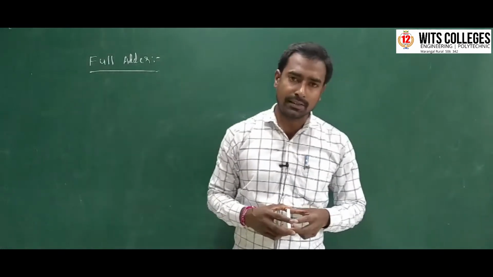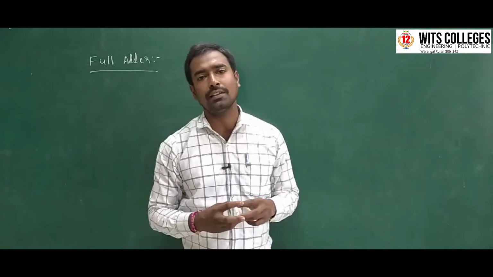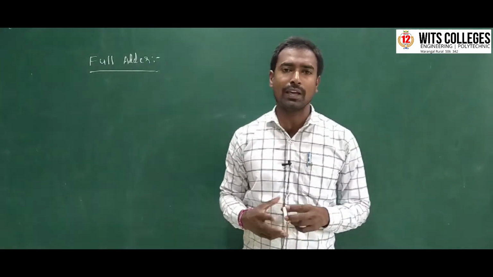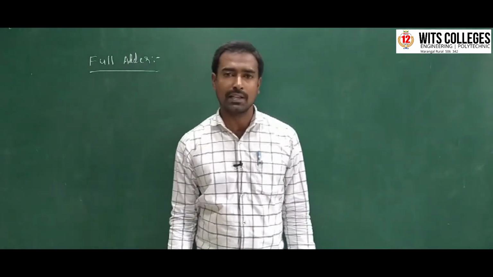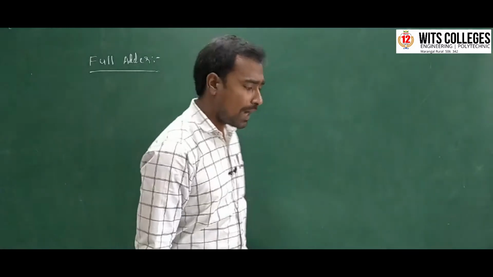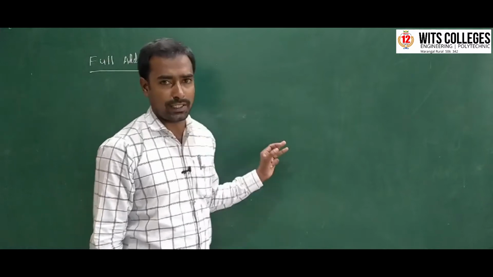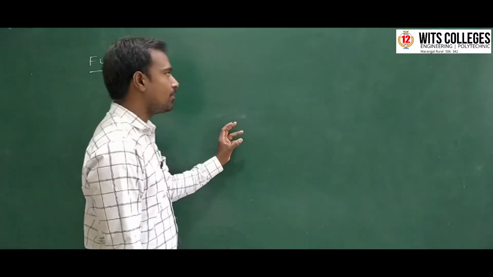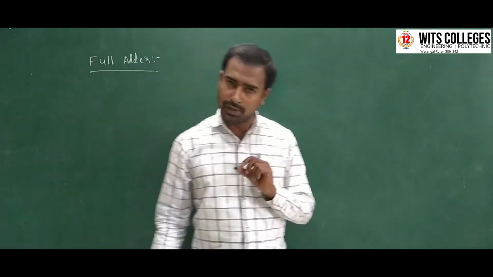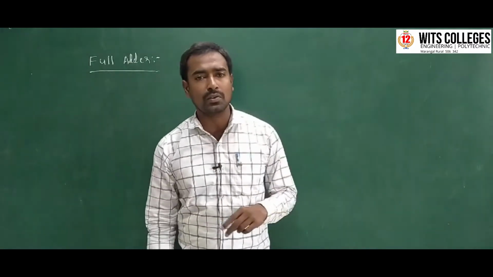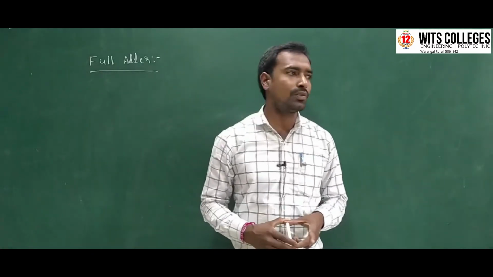So, in the earlier class, we discussed combinational circuits. In the combinational circuits, we already discussed the half adder. The half adder circuit is used to add two binary bits. Coming to the full adder circuit, it is used to find the addition of three binary bits. The full adder circuit is designed by using two half adder circuits, and we can also design the full adder circuit by using NAND gates and also NOR gates.